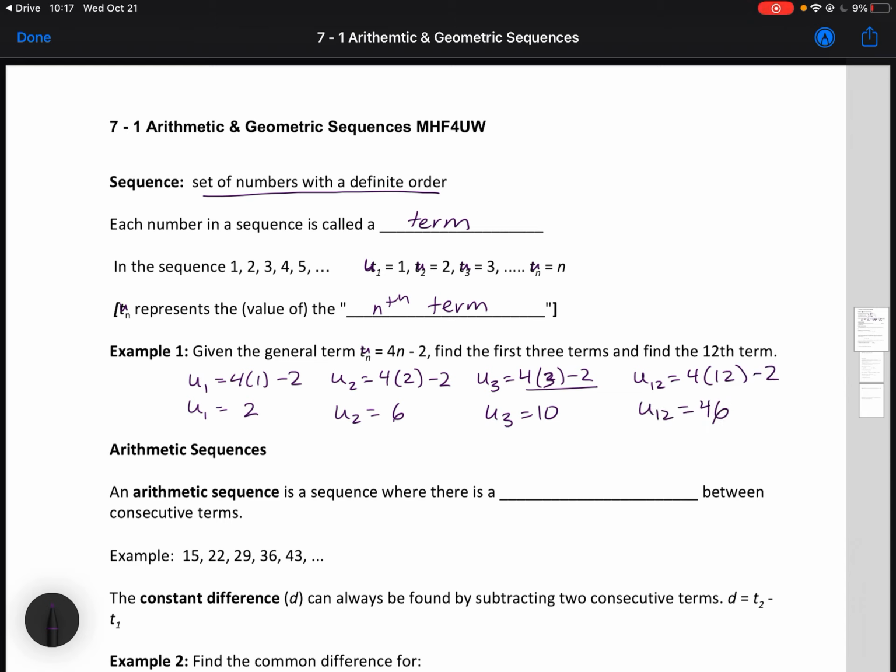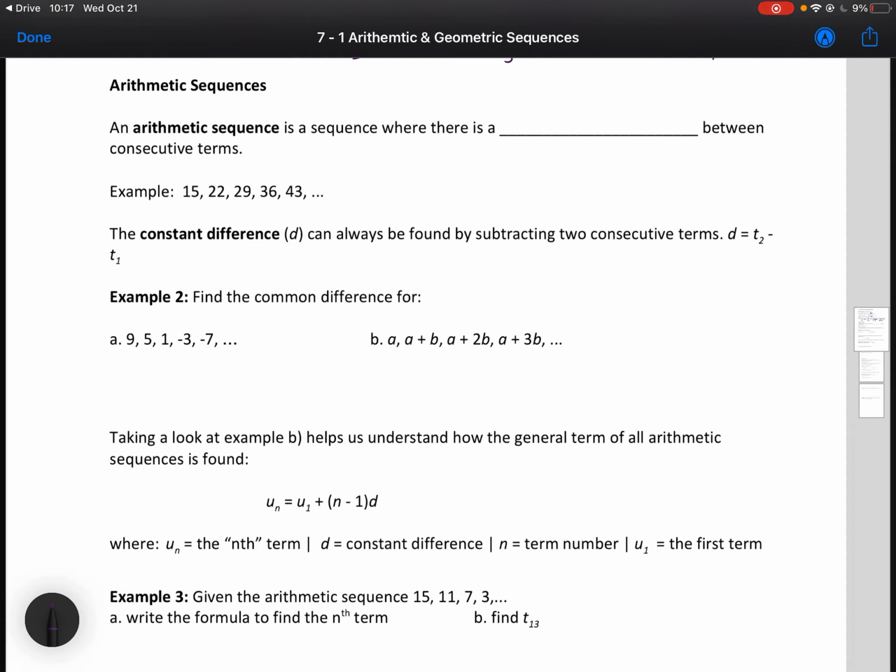So the first type of sequence that we're going to look at is an arithmetic sequence. An arithmetic sequence is a sequence where there is a constant difference between consecutive terms. You can see an example there below. The constant difference can always be found by subtracting two consecutive terms: d equals U2 minus U1.